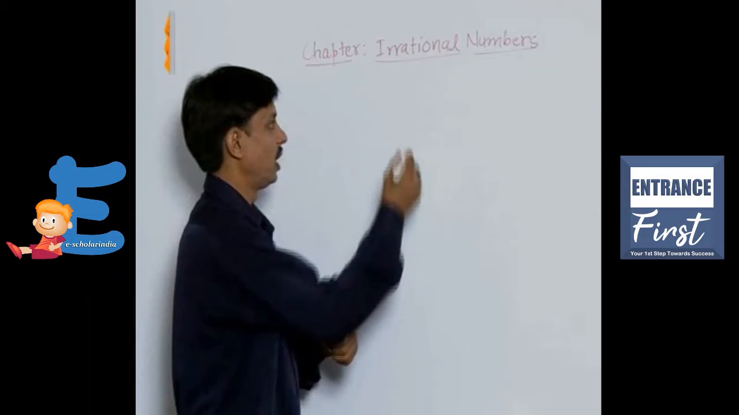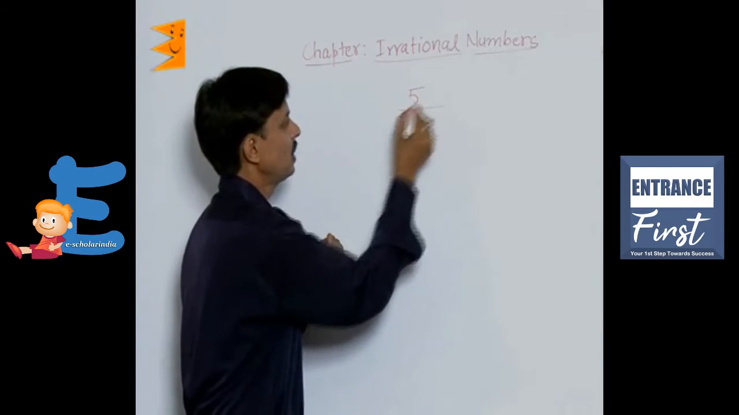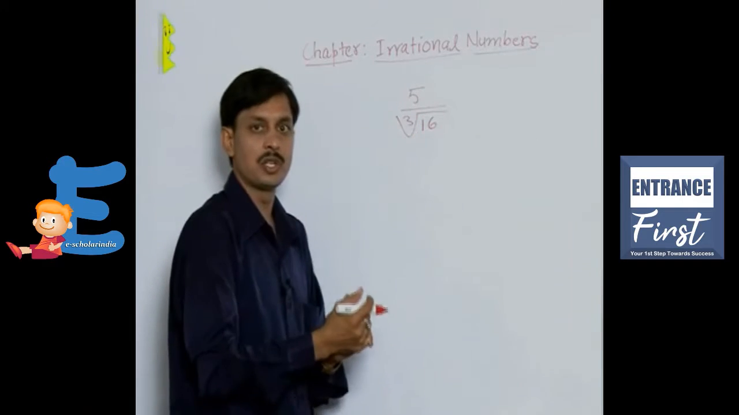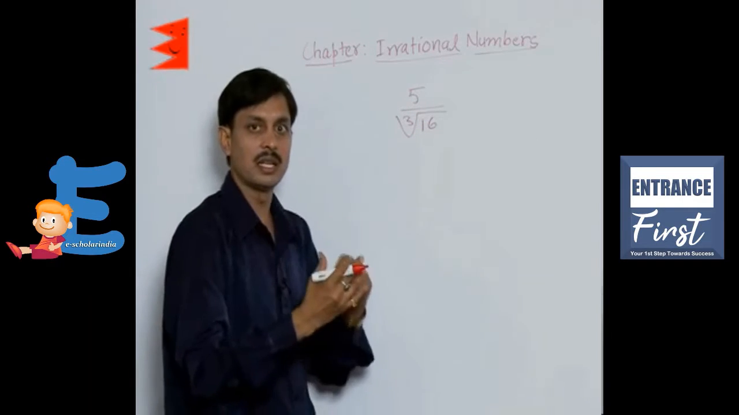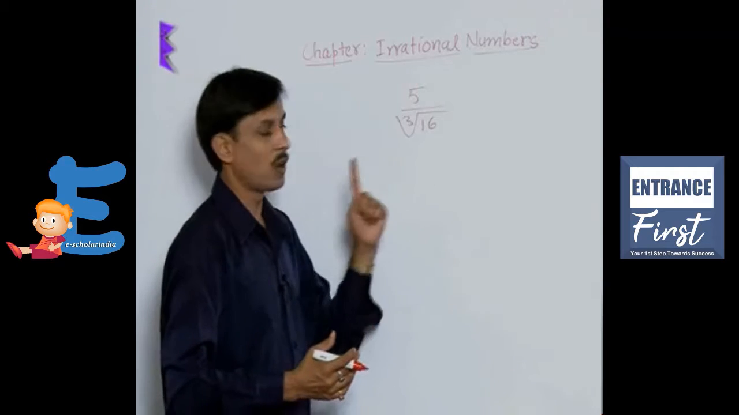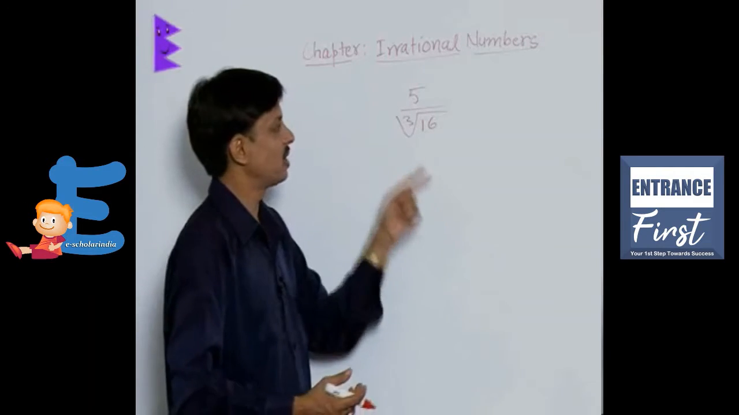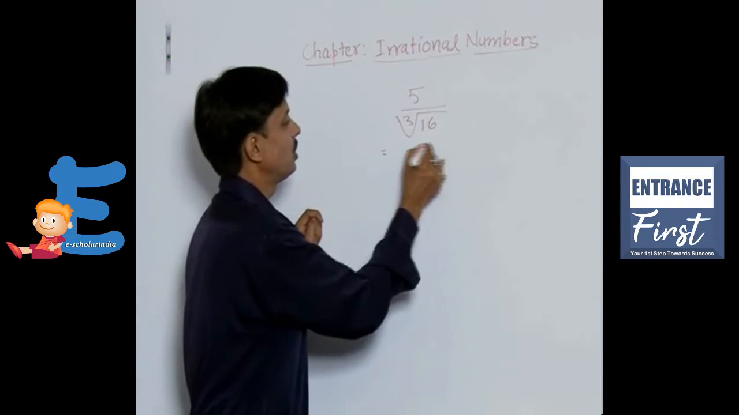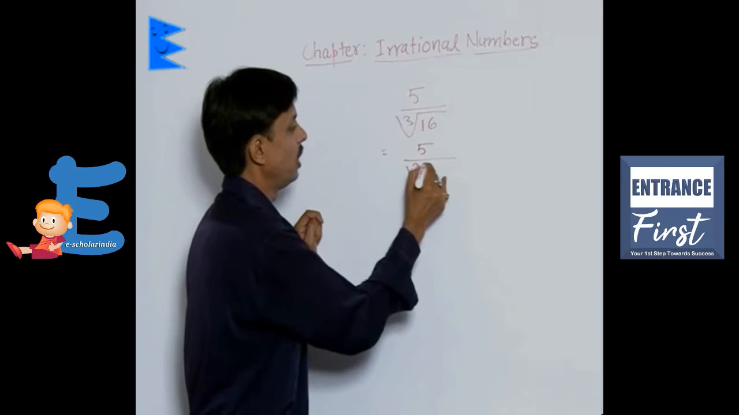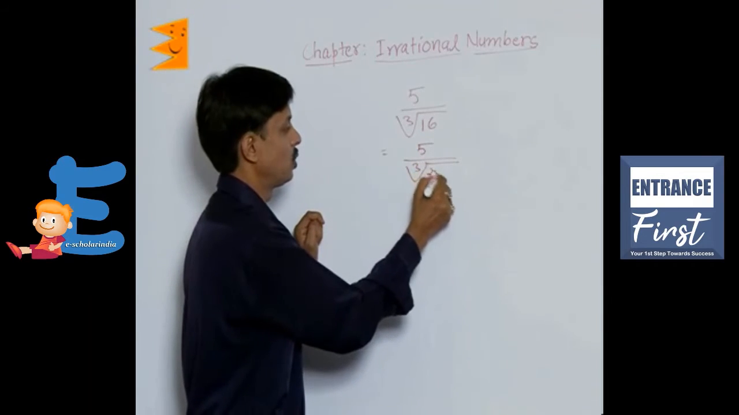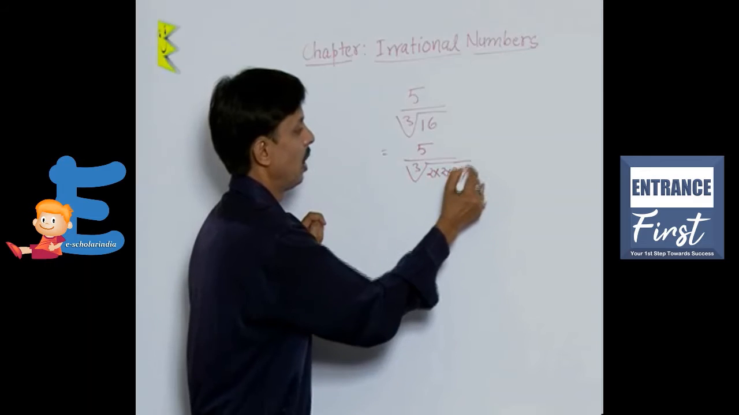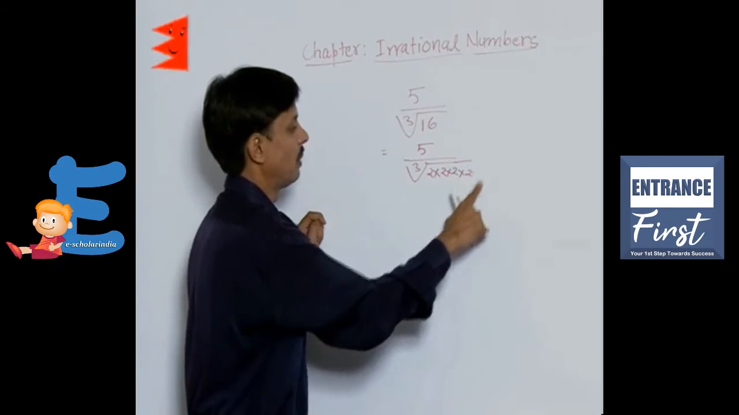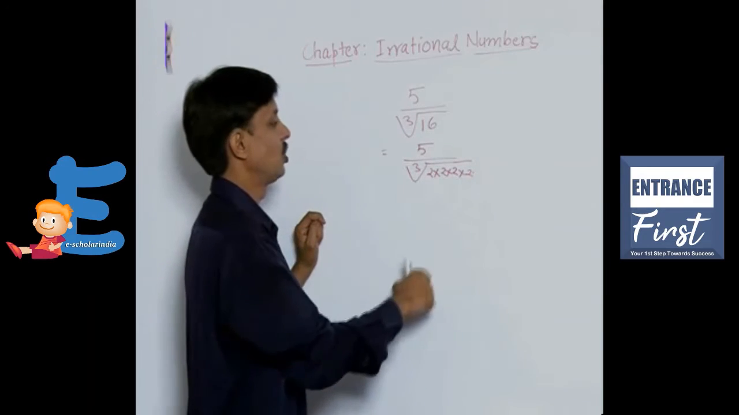Suppose I want to simplify 5 upon cube root of 16. Bring it in the simplest form. Simplest form means there should be no irrational number in its denominator. So first of all, I will change this cube root of 16 into its simplest form, that is 2 into 2 into 2 into 2. 1, 2, 3, 4. So this becomes 2 to the 4, 2 to the 4 is 16.